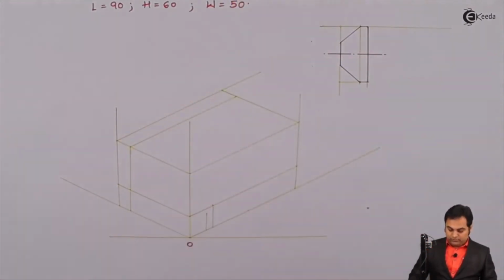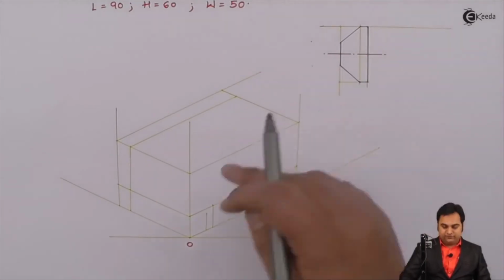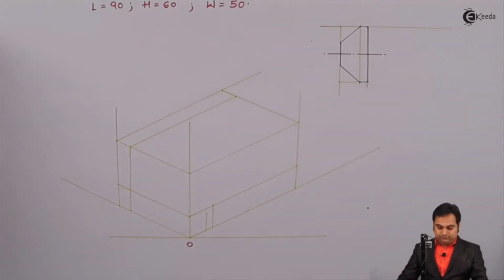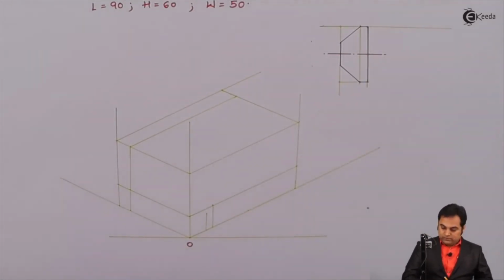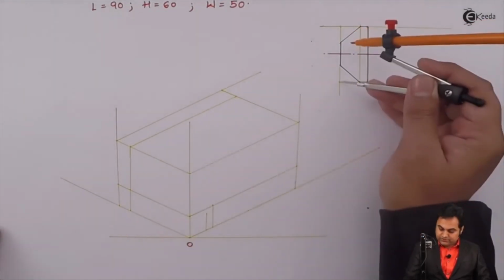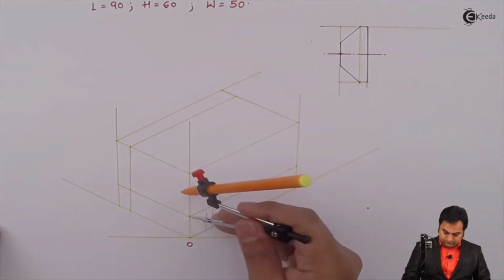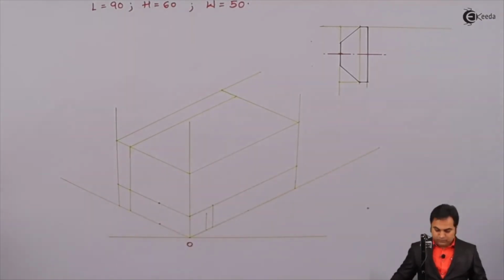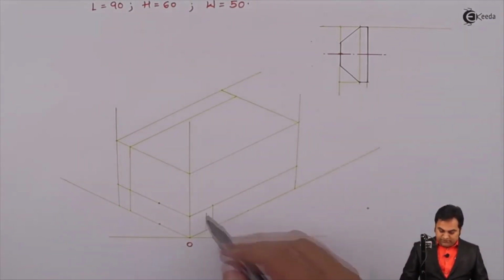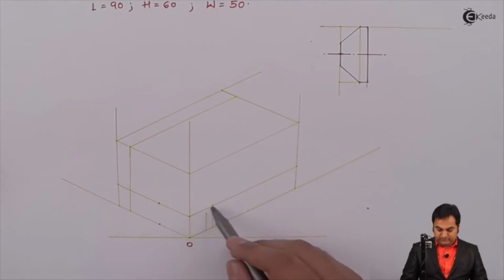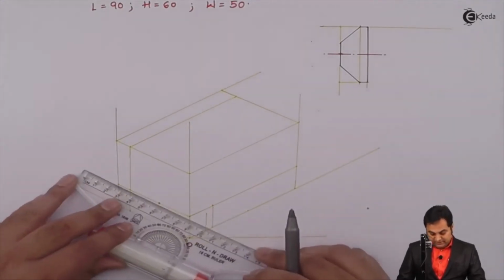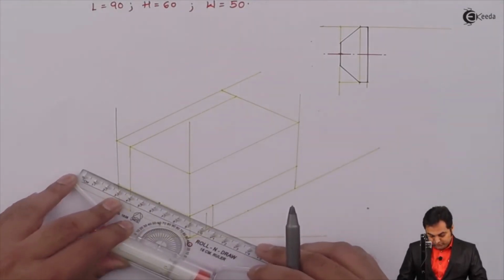So this is the block. Now I need to draw this surface here. For that I'll first get the center of this. Next, the surface is having a length of 20 mm, so that length already we have. I just need to project it along the width.